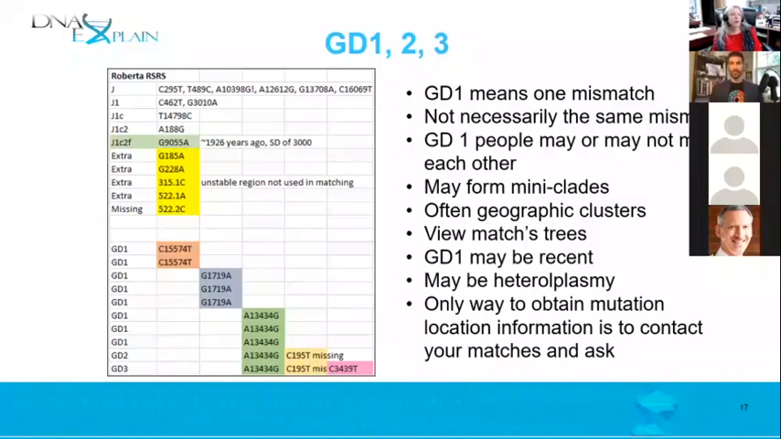But the only way to find your mutation information is to actually contact your matches. And the way that I have found that you get the most response is if you contact them when they first get their results back. Then they're much more interested than they would be a few years later, maybe when their emails expired or something else. So that's what I've done over the years, and it's actually been very successful. And I'll show you why in a minute.